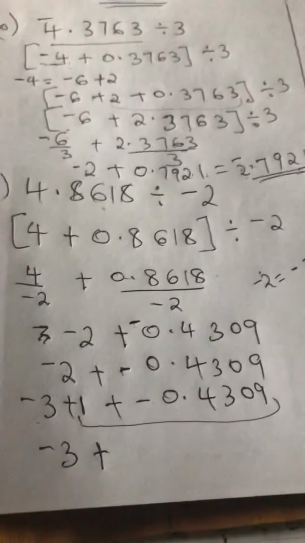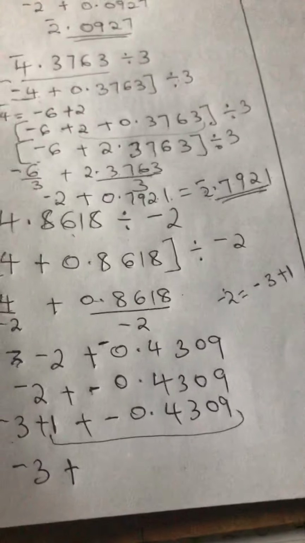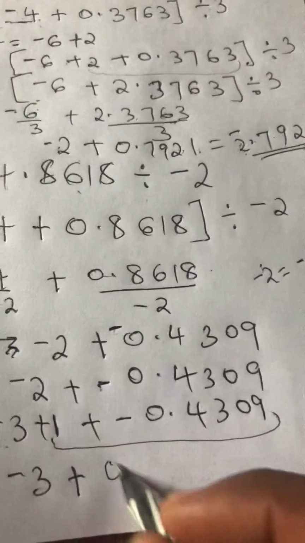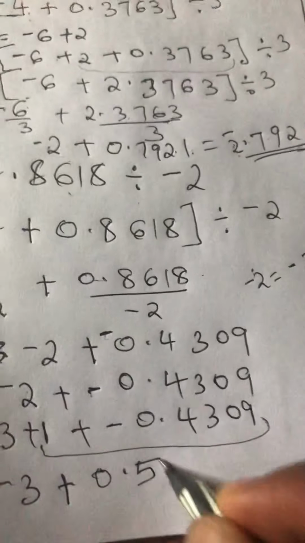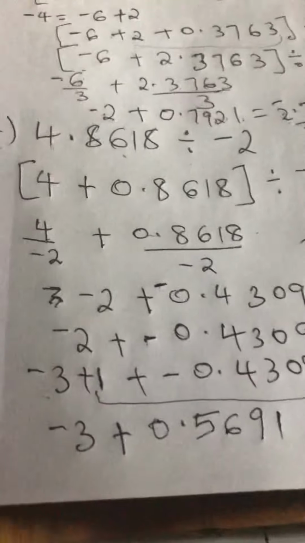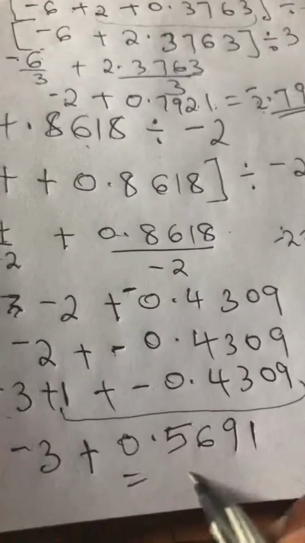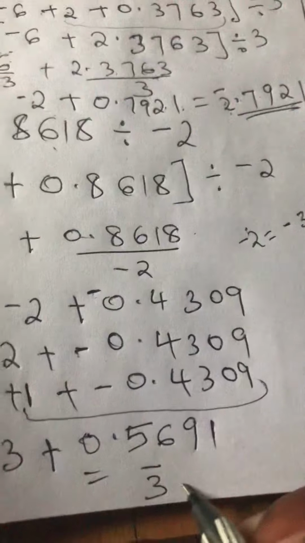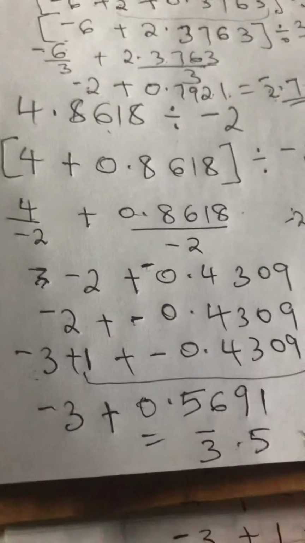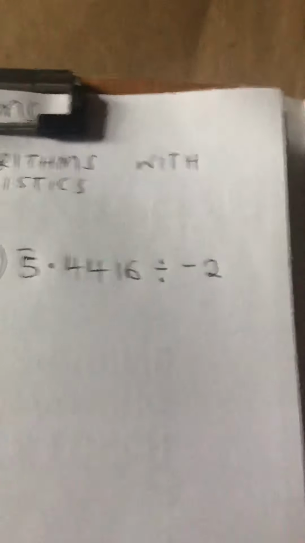Because we want our mantissa to be positive, we have to say 1 minus 0.4309, of which itatupea 0.5691. Remember now tumefanya our mantissa to be positive. And therefore our answer, when you combine, it becomes bar 3.5691. Hapo sawa? Nice one. So manze, I hope umeelewa. Let's do the final example.